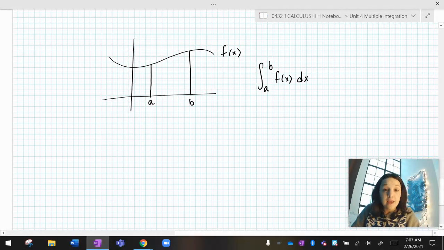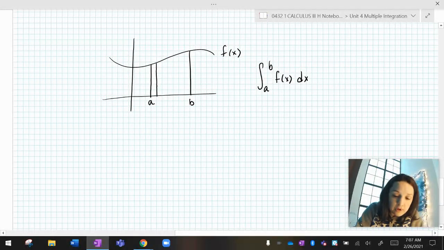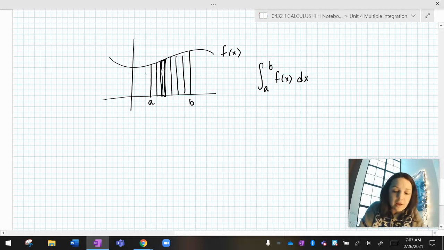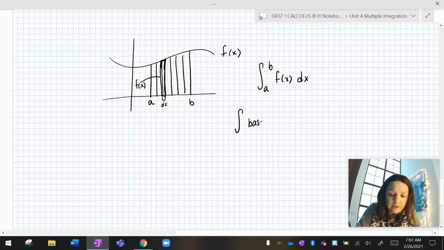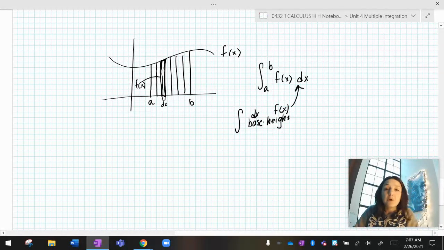Now, why is the area that? It's because technically what we do is we separate this into infinitely many little rectangles, hence rectangular coordinates, and each of these rectangles has a height that's f of x and a base that's an infinitesimally small change in x. So we're really taking the integral of base times height, where base is dx and height is f of x, and then we end up with that.